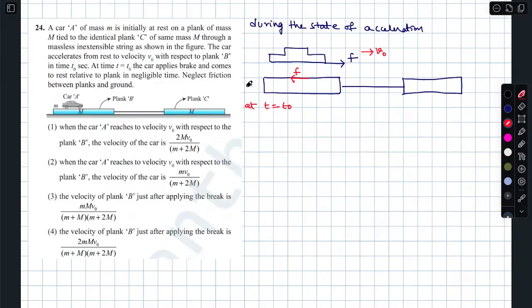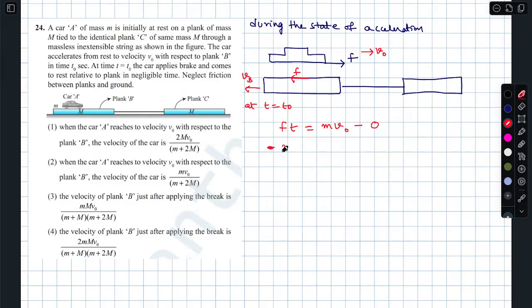This is a left. We will take this as a VP. And you can take this as a whole as one single system. So you can apply, in fact, the momentum impulse theorem also. F into T is small m V naught because it starts from rest.